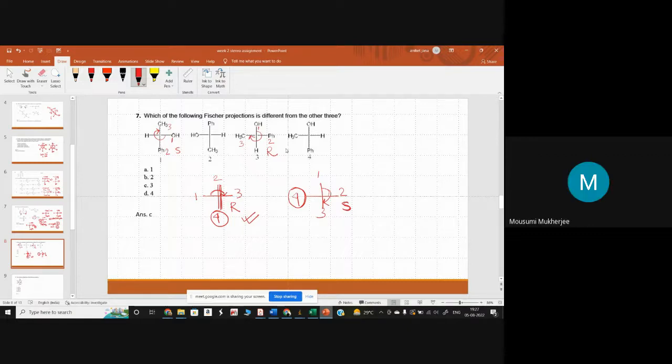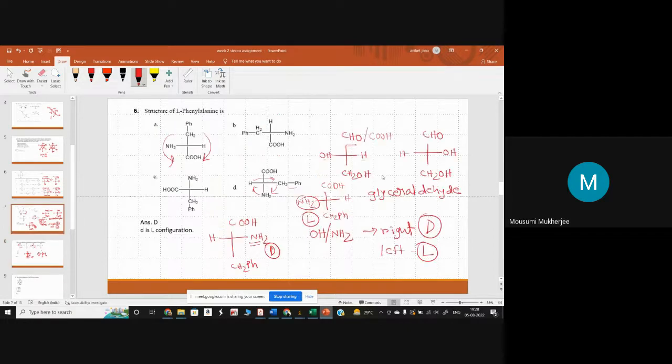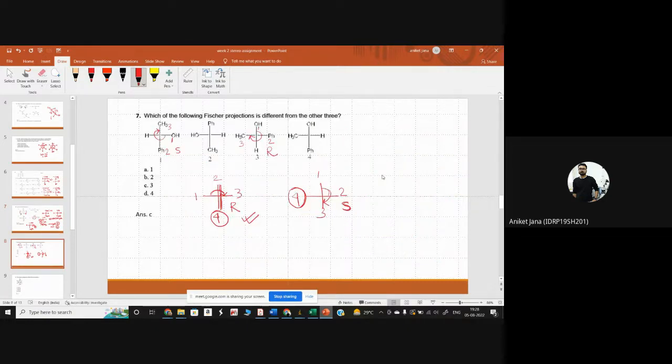But in the previous problem, where there was hydrogen and an NH2 ligand, hydrogen was the lowest priority and we were keeping it in the horizontal position. No, this is completely different. That is DL nomenclature, and this is RS nomenclature. The things are completely different. There is no such correlation between DL and RS.